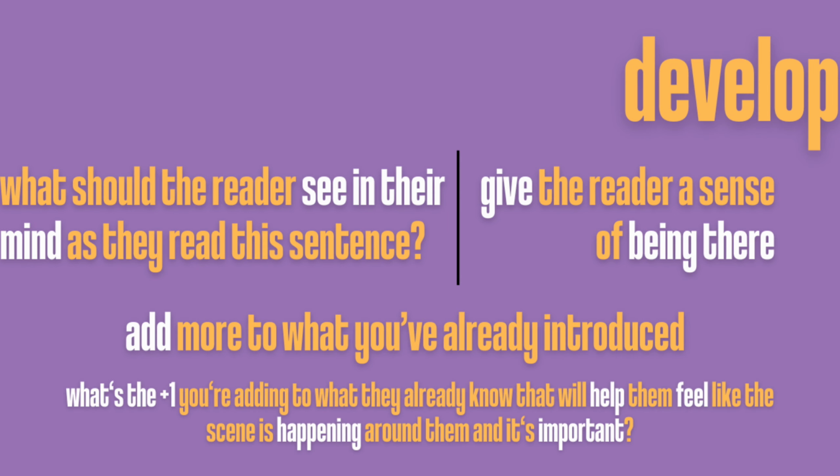Following that up, we get to develop stuff. And we're going to again ask that question, what should the reader see when they read the sentence? You're giving them new details. So how does the new detail attach to the old stuff you gave them? How does it help the reader feel like they're there? So, okay, we've got this couch, we've got this dining room. We've started detailing some of it. Now we're going to detail a little bit more of it.